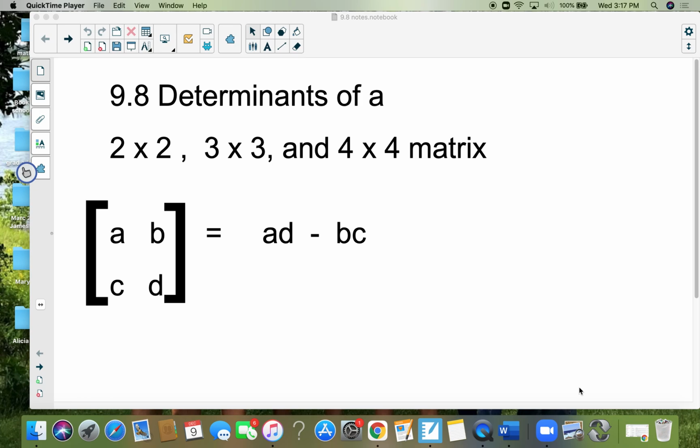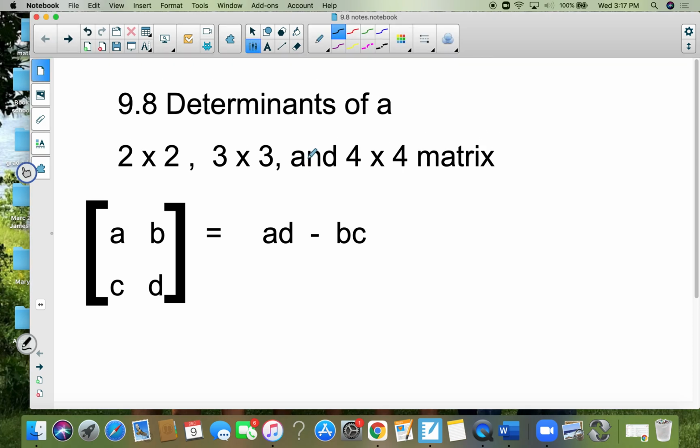You're going to learn how to find the determinant of a 2 by 2 and a 3 by 3. And because of COVID, 4 by 4s are confusing, so we're not going to learn 4 by 4 this year. The only ones we're going to do are a 2 by 2 and a 3 by 3. And this is how you find the determinant of a 2 by 2.